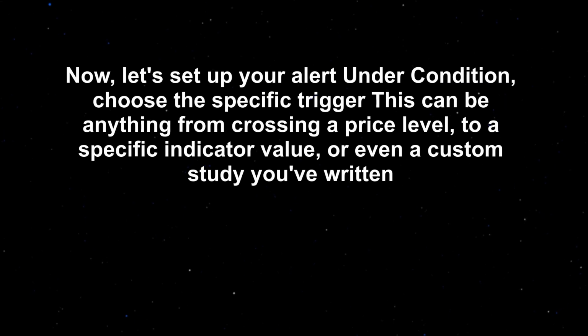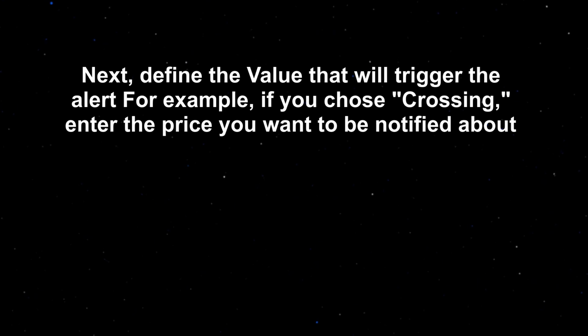Now, let's set up your alert under Condition. Choose the specific trigger. This can be anything from crossing a price level to a specific indicator value, or even a custom study you've written. Next, define the value that will trigger the alert. For example, if you chose crossing, enter the price you want to be notified about.